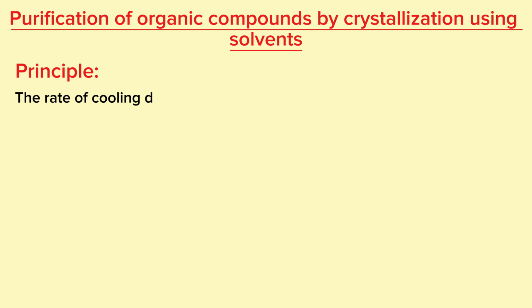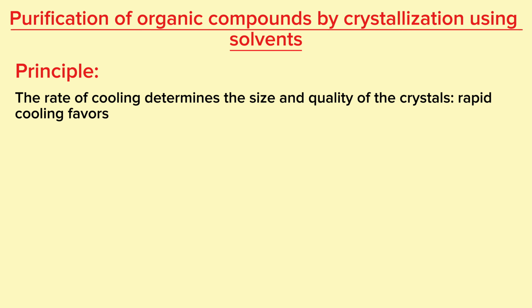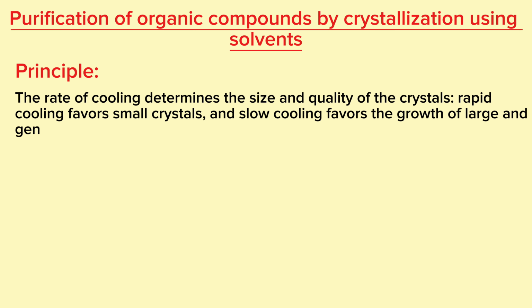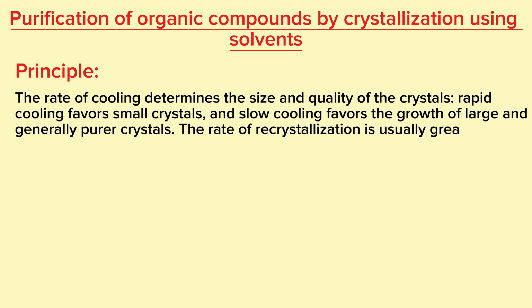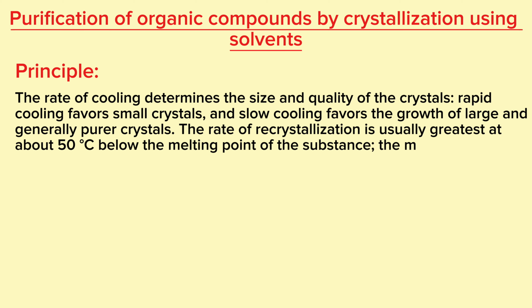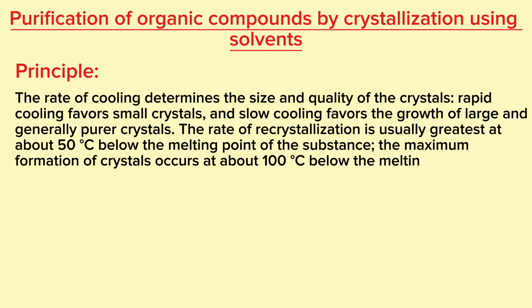The rate of cooling determines the size and quality of the crystals. Rapid cooling favors small crystals, and slow cooling favors the growth of large and generally purer crystals. The rate of recrystallization is usually greatest at about 50 degrees Celsius below the melting point of the substance. The maximum formation of crystals occurs at about 100 degrees Celsius below the melting point.